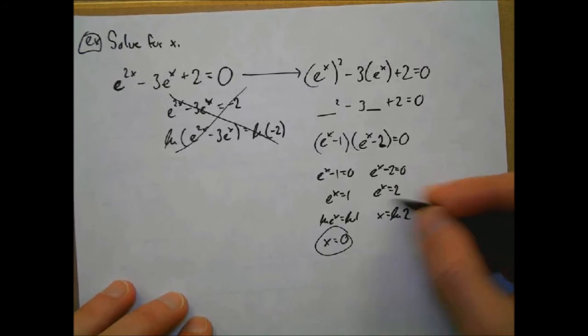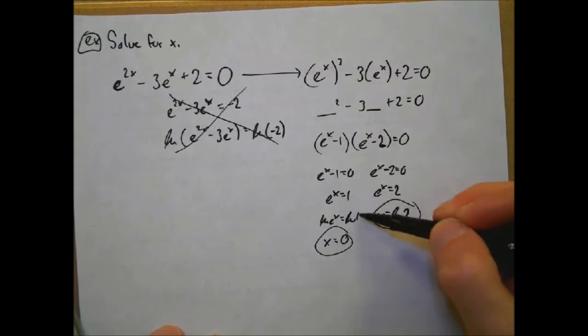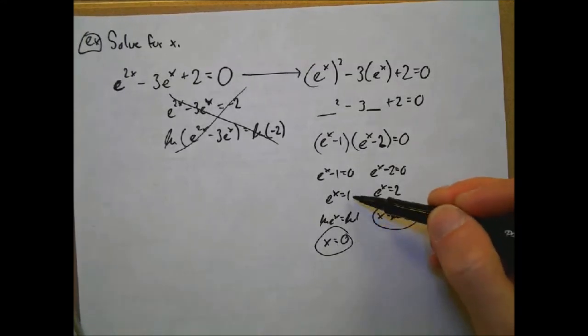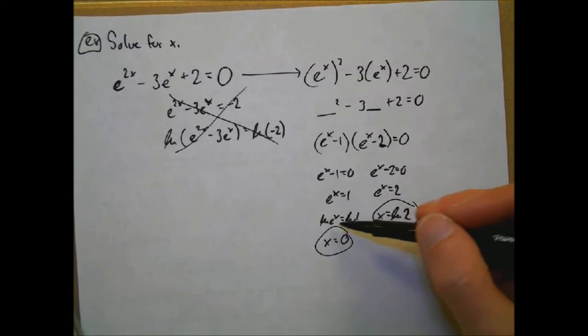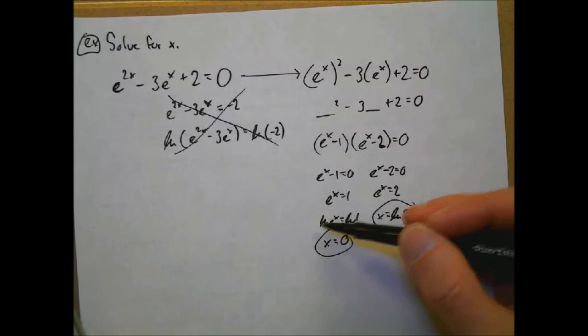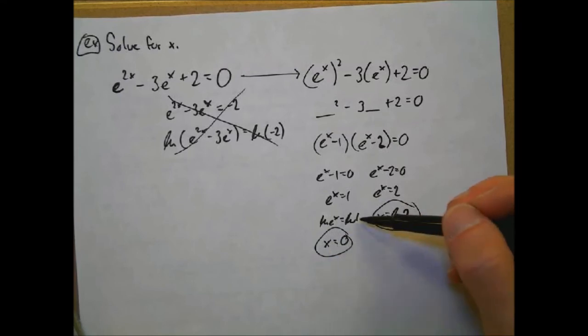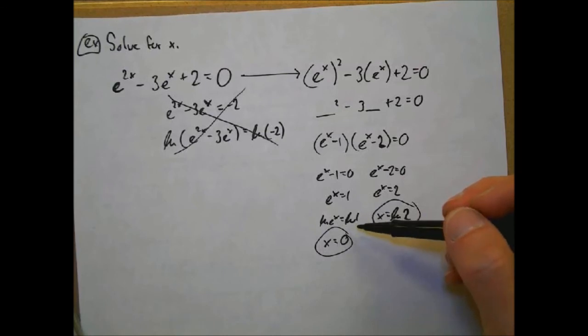So e to the x equals 1. We natural log both sides so that we can cancel out the e and make the x equal something. The natural log of e to the x is just x. Natural log of 1, how do we evaluate that? Remember, natural log is log base e. So e to what power is 1? E to the 0 is 1. So that's why we find it's 0.